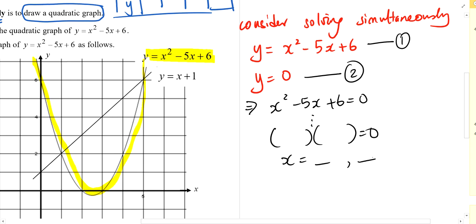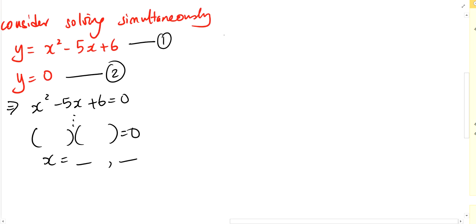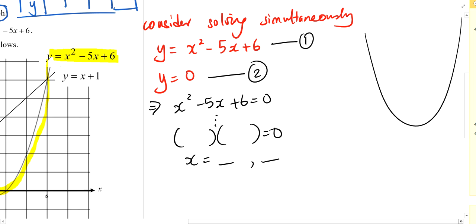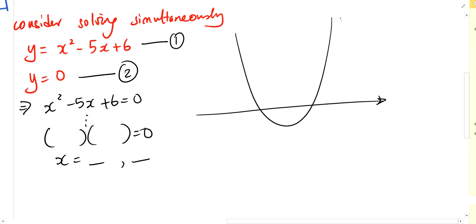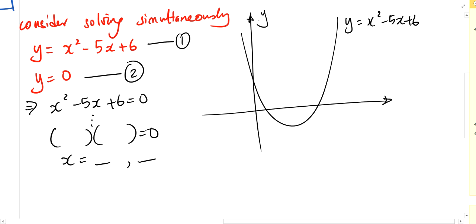This is solving with substitution, but another way of solving equation 1 and 2 simultaneously is by using the graphical method, which means that we need to plot the graph of y equals x squared minus 5x plus 6, as well as the other equation, which is y equals 0. In red, this is my graph of y equals 0. And the points of intersection will give us the solutions.